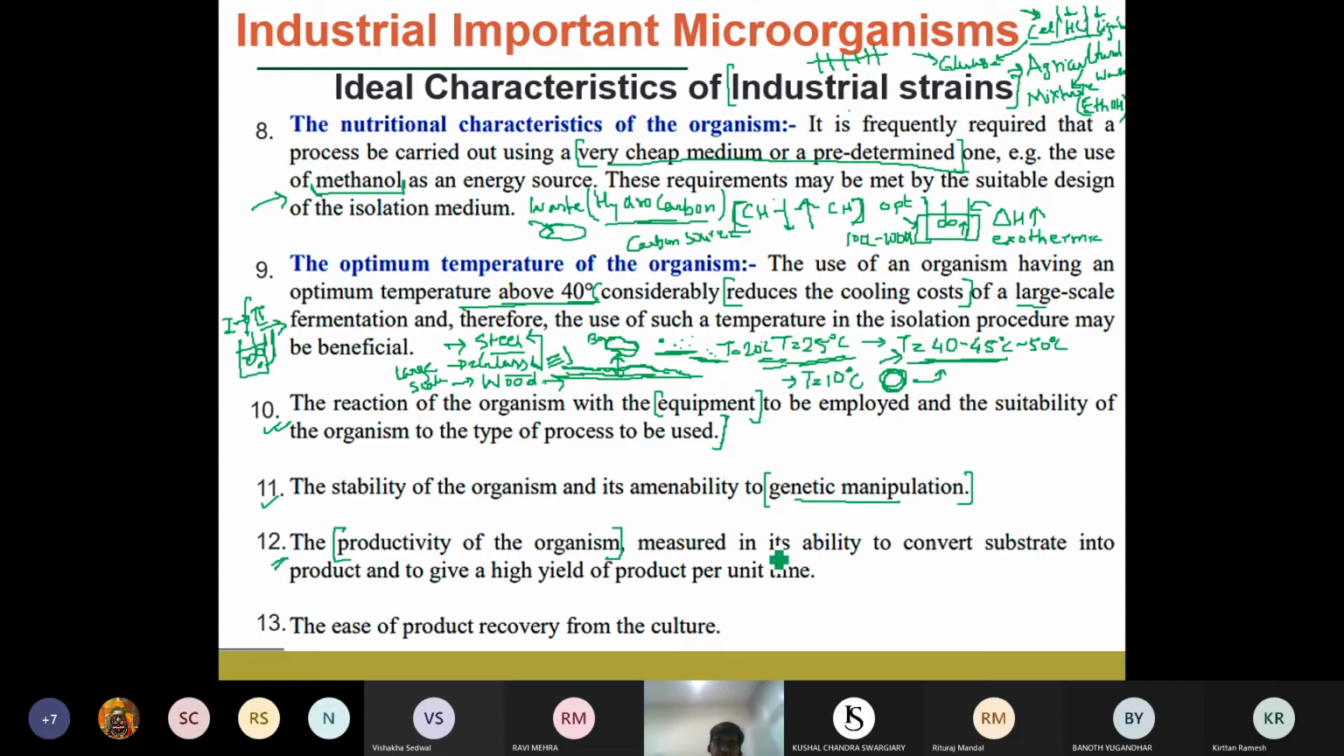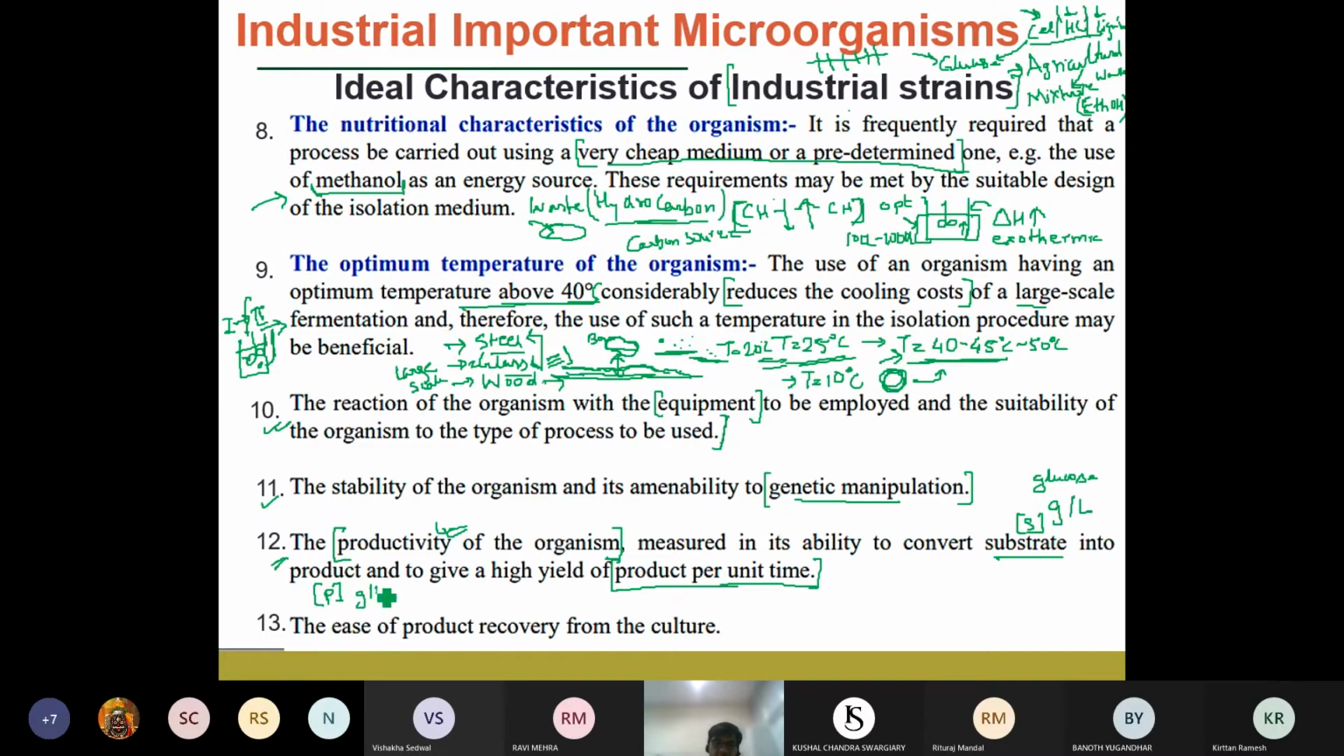Okay, so it is measured in the ability of the microorganisms to convert the substrate into the product. How much substrate is converted into the product to give a high yield of product per unit time? If you are asked how the productivity of the microorganisms is measured in a fermentation process, it tells how much of the substrate, for example, substrate in gram per liter, maybe glucose as your carbon source, is converted into the product, again in gram per liter.